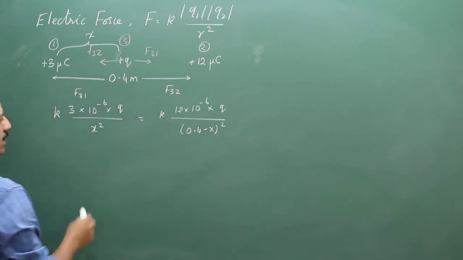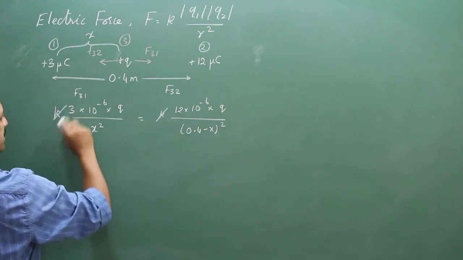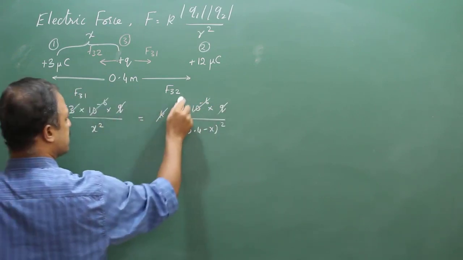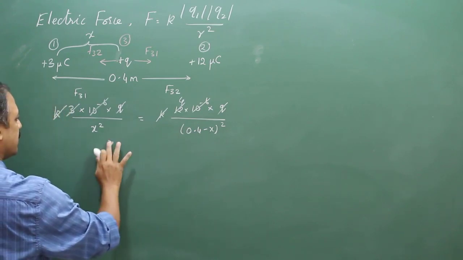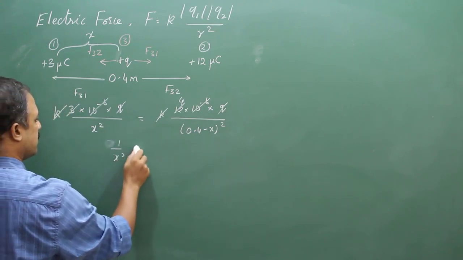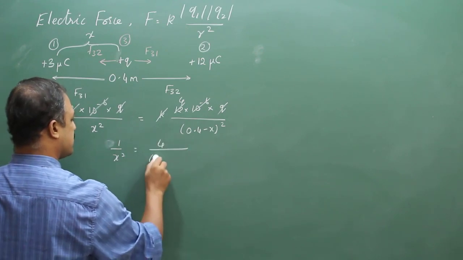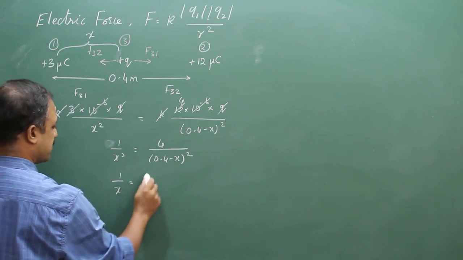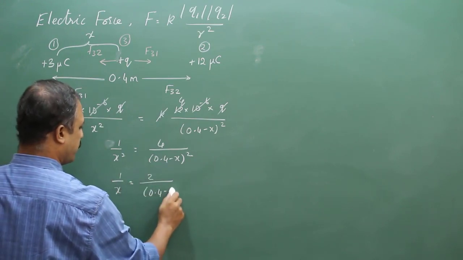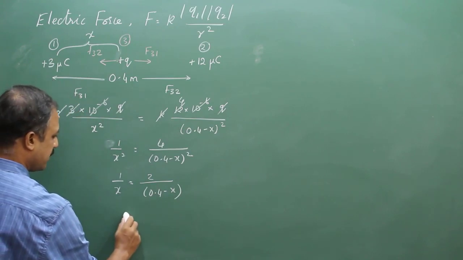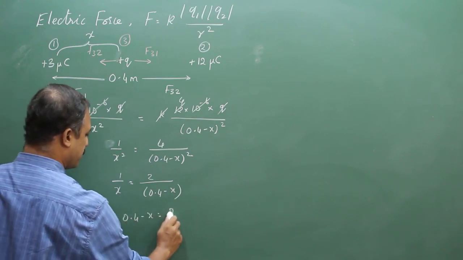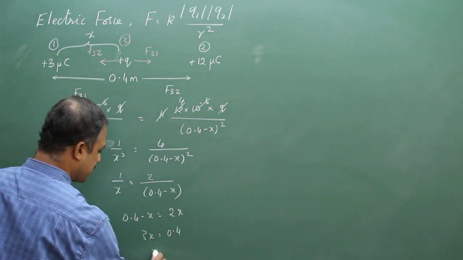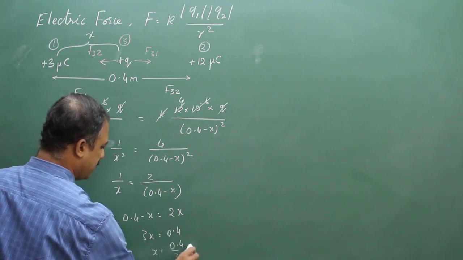Now this calculation is much simpler. Q will get cancelled out, k gets cancelled out, 10 power minus 6, 10 power minus 6, and this is 3, this is 12, this becomes 4. So you get 1 by x squared is equal to 4 divided by 0.4 minus x the whole square. Now taking square root on both sides, it gives you 1 by x is equal to 2 divided by 0.4 minus x. Therefore 0.4 minus x is equal to 2x. So you get 3x is equal to 0.4, or x is equal to 0.4 by 3 meters.